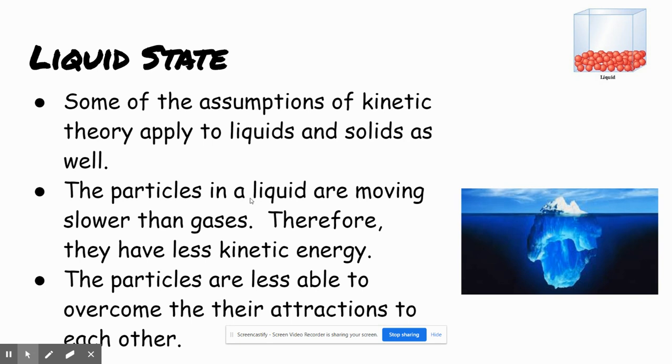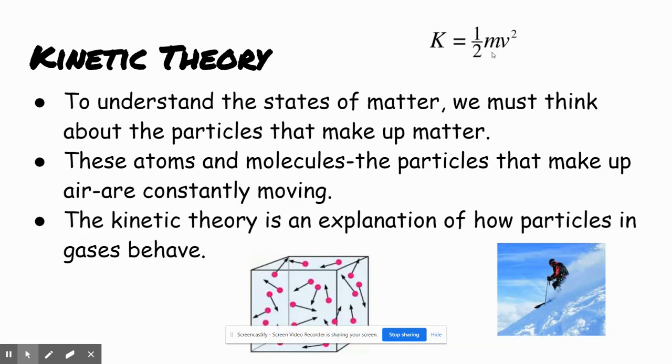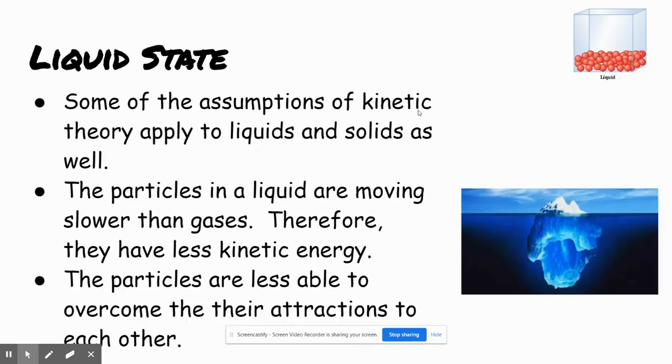Liquid state. Some of the assumptions of kinetic theory apply to liquids and solids as well. The particles in a liquid are moving slower than gases, therefore they have less kinetic energy. In our slide before, we saw that kinetic energy equals 1/2 the mass of the particle times the velocity squared. So if it's moving slower, v will be smaller and kinetic energy of motion will be less.